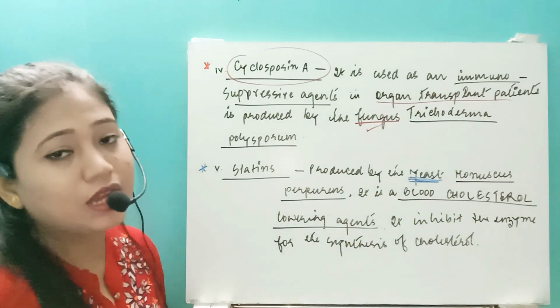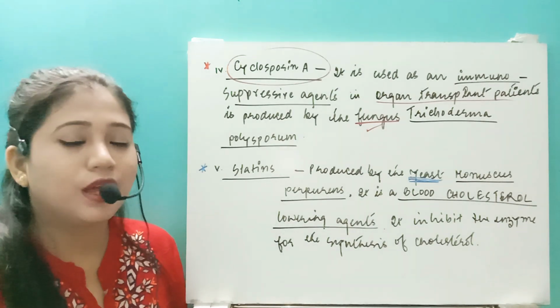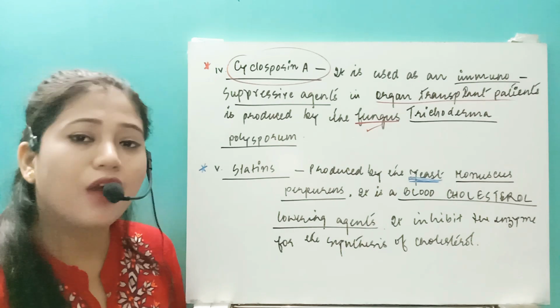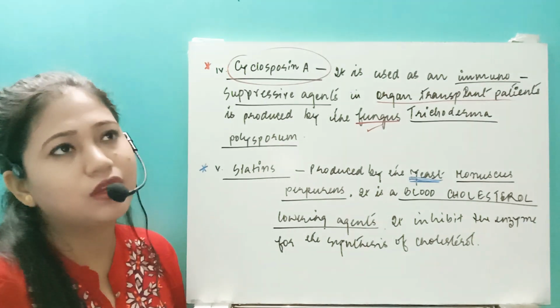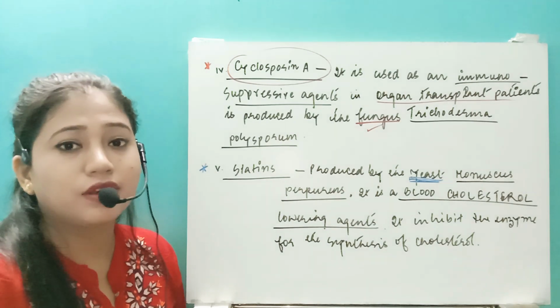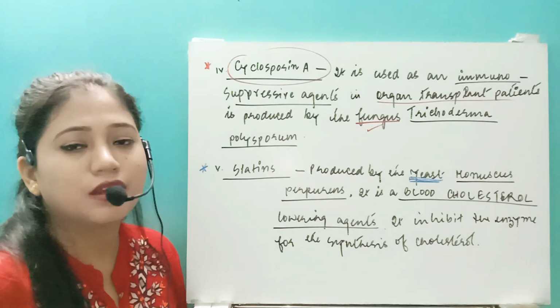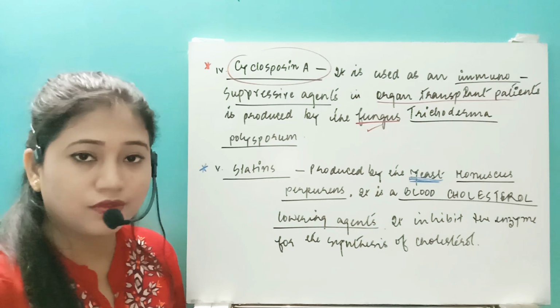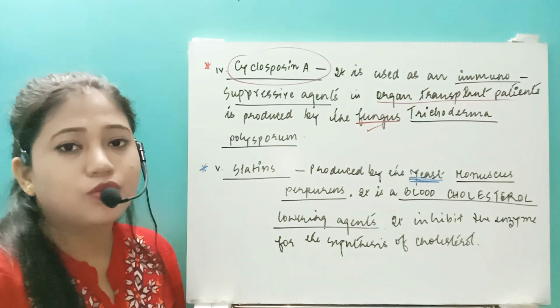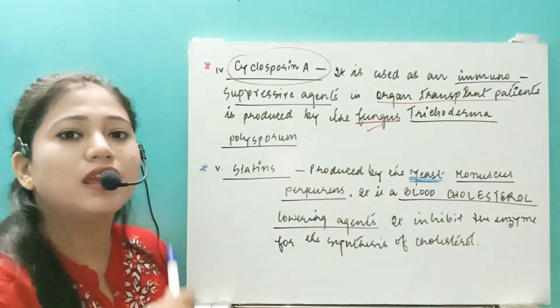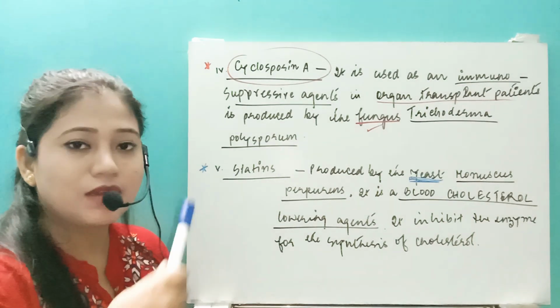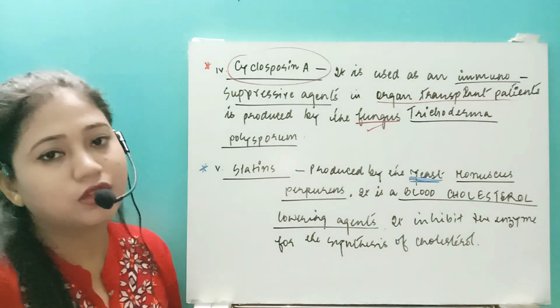It is actually a blood cholesterol lowering agent. How does it decrease the cholesterol level? It prevents the synthesis of an enzyme. That enzyme helps in the production or synthesis of cholesterol. So cholesterol is not directly inhibited by statin. Statin inhibits that enzyme, which is helping in the synthesis of cholesterol.